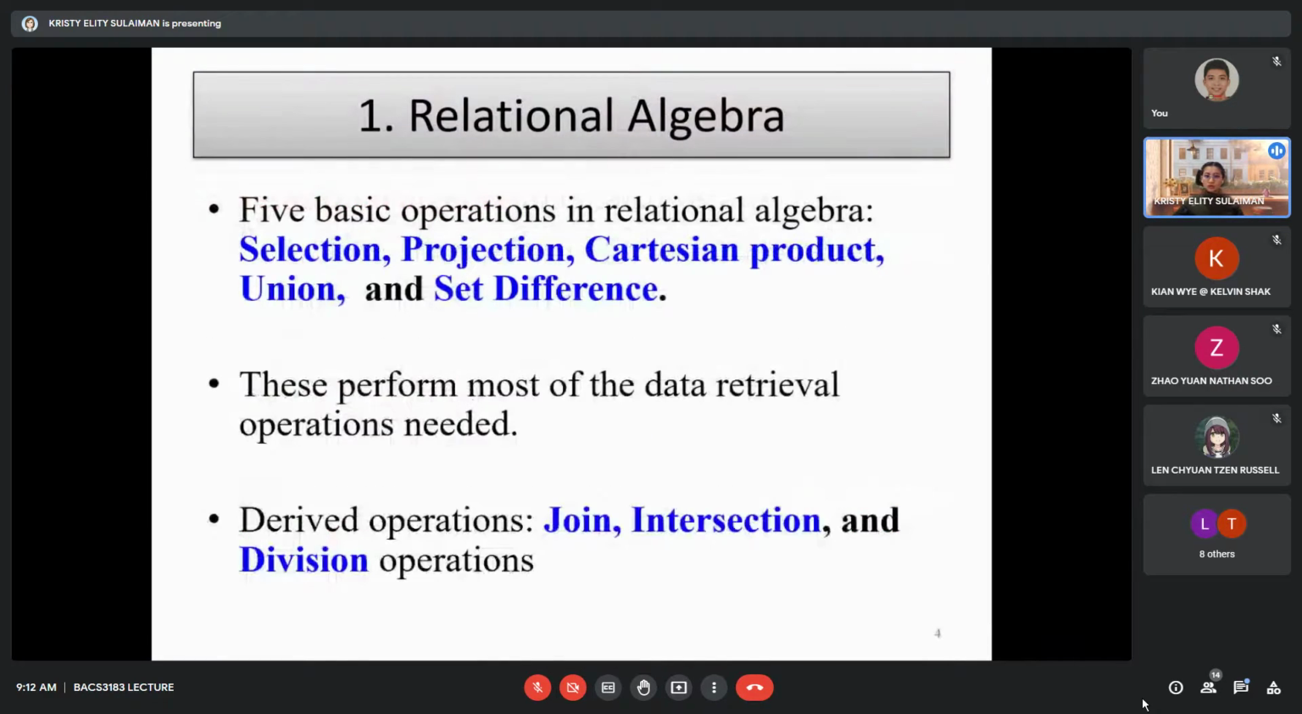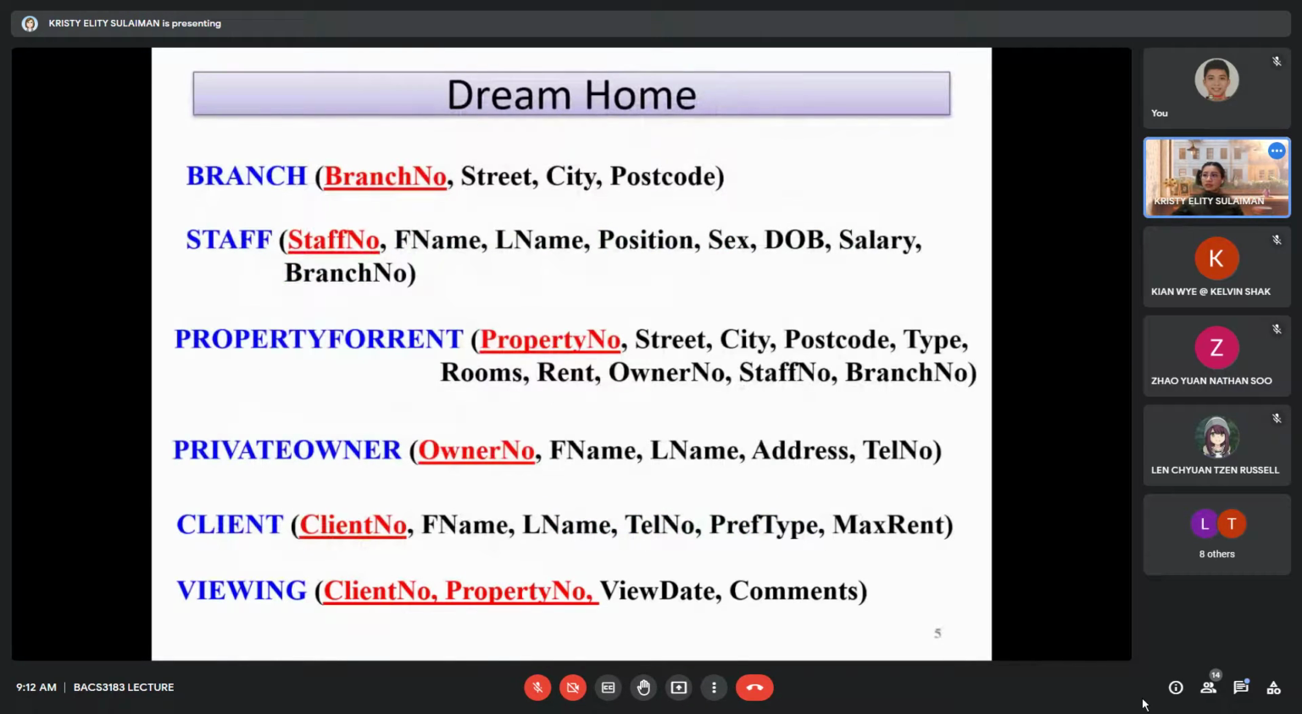Okay, so let's go to a case study. We will be discussing the chapter today according to this Dream Home database. Okay, so this is a case study. You can find this in our ebook as well, the Pearson one. So you can find the detailed discussion on the case study regarding this Dream Home database.